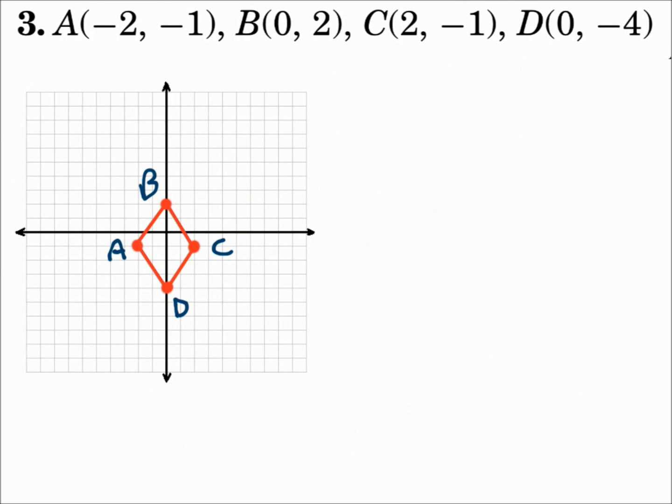For number 3, we'll plot these points, and first we'll test to see if it's a rhombus. A rhombus has 4 congruent sides, so let's do the distance formula for each of the sides to see how long they are.